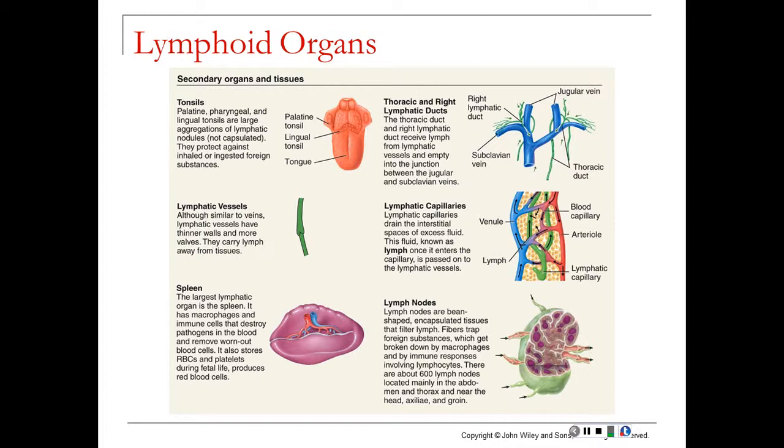Lymph nodes are kind of bean-shaped tissues. They filter the lymph. So special fibers within them are going to trap foreign substances, and those foreign substances get gobbled up by macrophages, which act like Pac-Men, as well as they can initiate an immune response involving lymphocytes. There's about 600 lymph nodes. Most of them are throughout your abdomen and thoracic cavity, near the head, the armpit, and the groin.